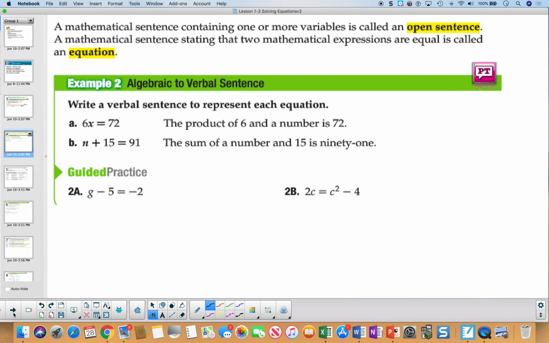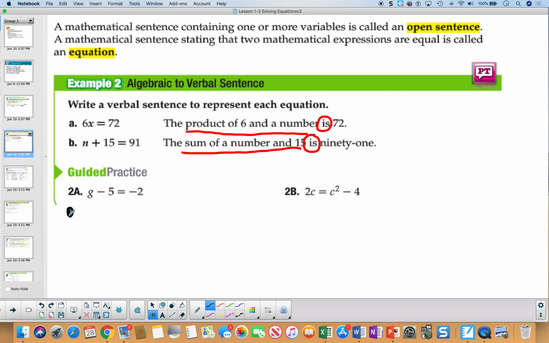Let's take a look at the reverse. Let's see if we can write this. Since this is a multiplication problem, we can say a product of a number, and "is" is a good indicator for equality, and then 72. Sum of the two items is the equality sign, and then 91. So let's go ahead and write these.